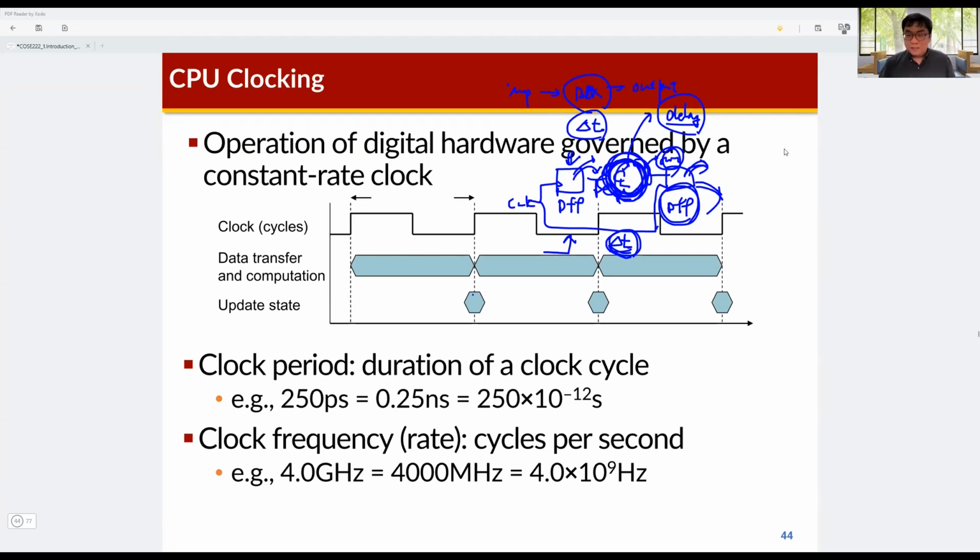Then why is the clock signal important for the performance of a computer system? The CPU, the computer processor, is also a kind of digital system, so the computer processor also works with a clock signal. The computer processor is also composed of many combinational logics and many D flip-flops, that means the pipeline registers. We will learn about these pipelines later.